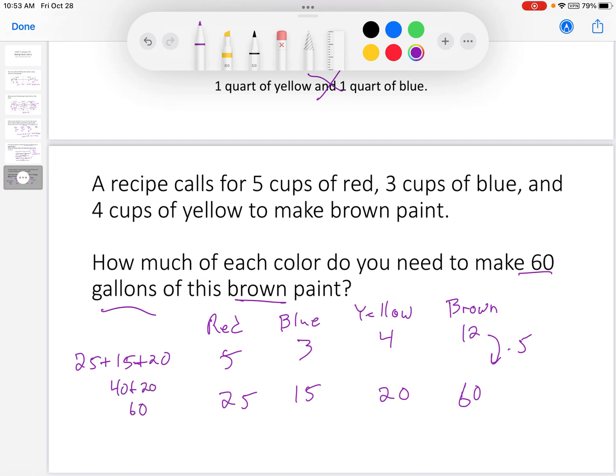So how much of each color do we need? We need 25 gallons of red. Remember, we switched to gallons. 15 gallons of blue. And 20 gallons of yellow.